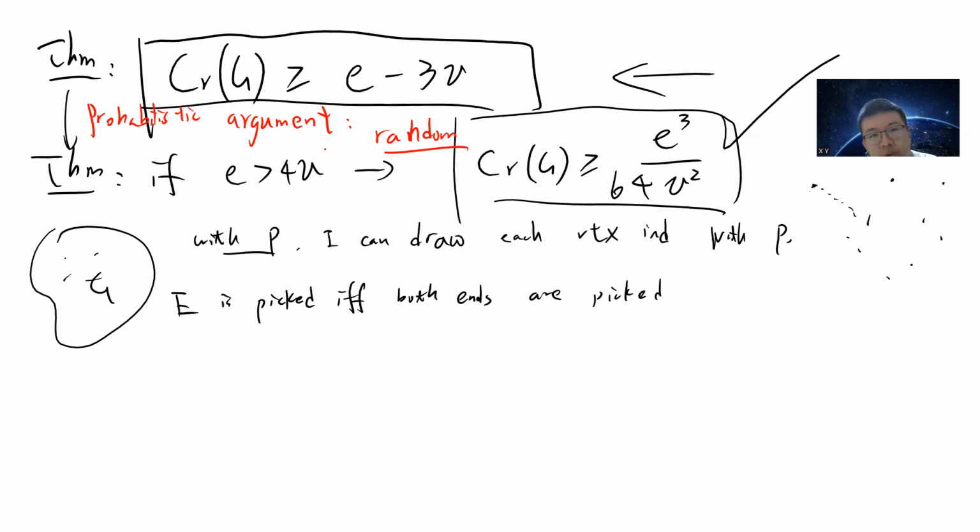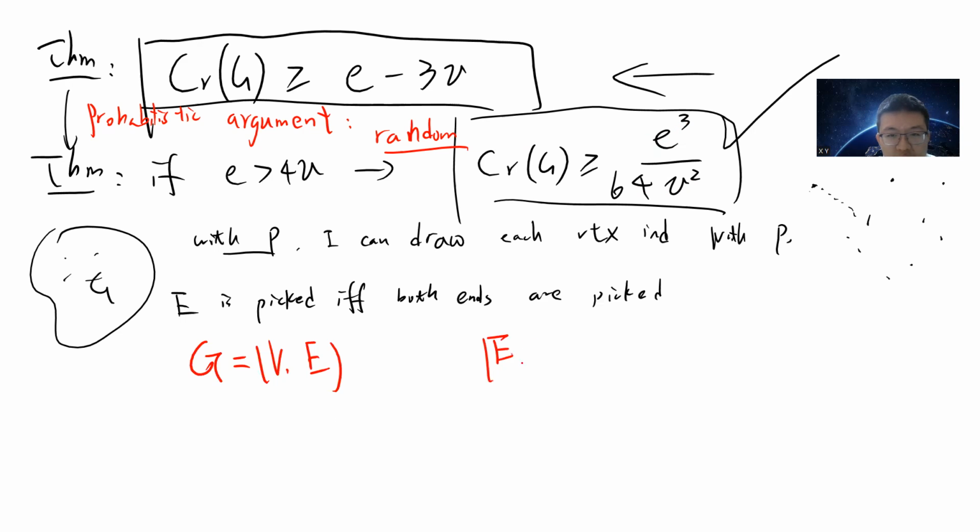So the last time we talked about the crossing number inequality. Let me first recall. Given a graph G, the crossing number is defined to be the minimum number of crossings over drawings of G. The crossing number is greater or equal to e cubed divided by 60 v squared.